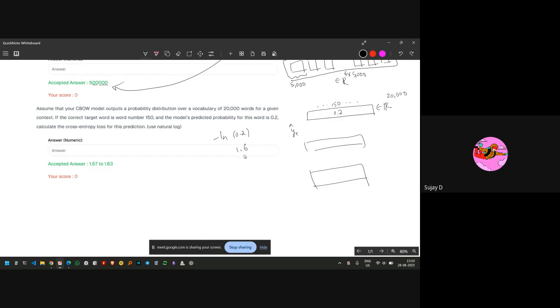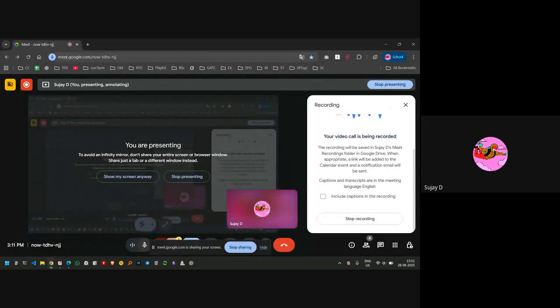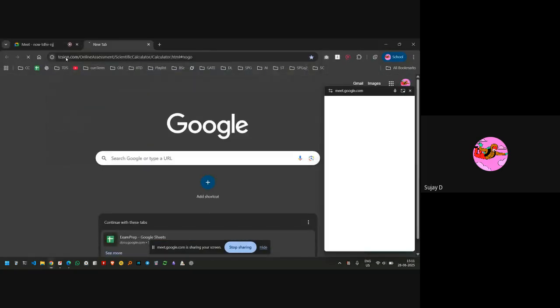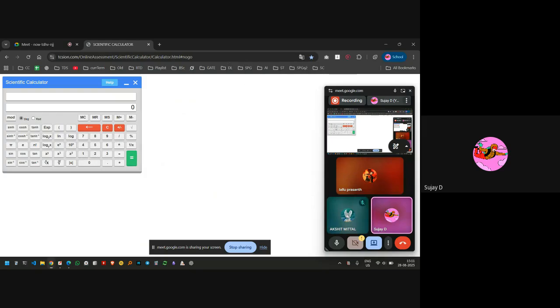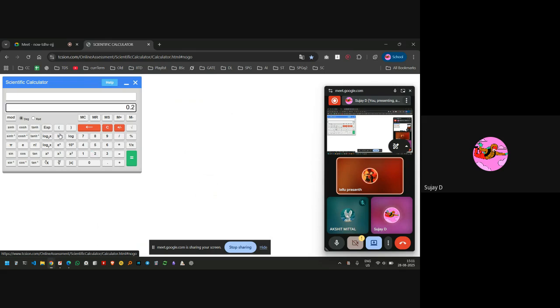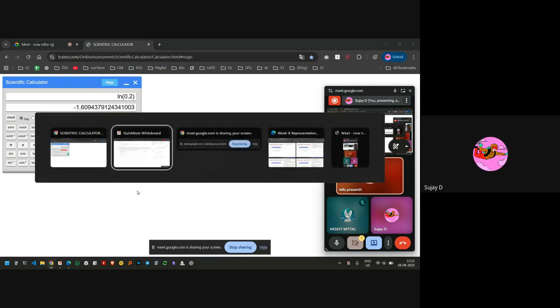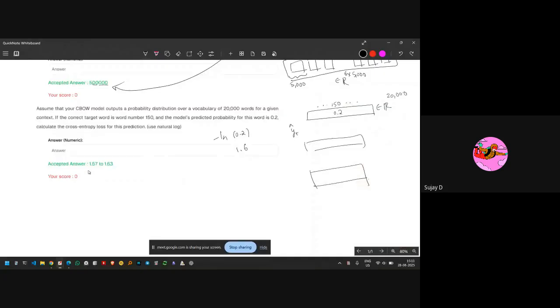So it's 1.6. Check once in the calculator. Is it correct? 1.6? Let me write it. Okay, I will use the TCS calculator. 0.2 ln gives 1.6. So 1.6 is the answer.